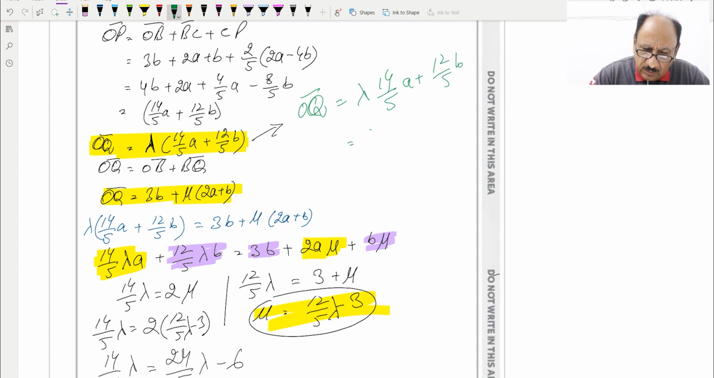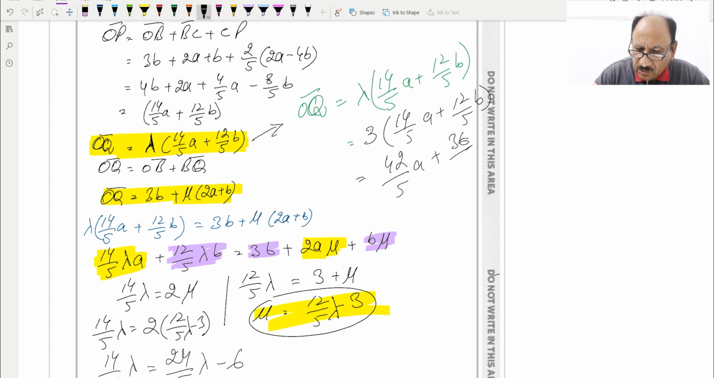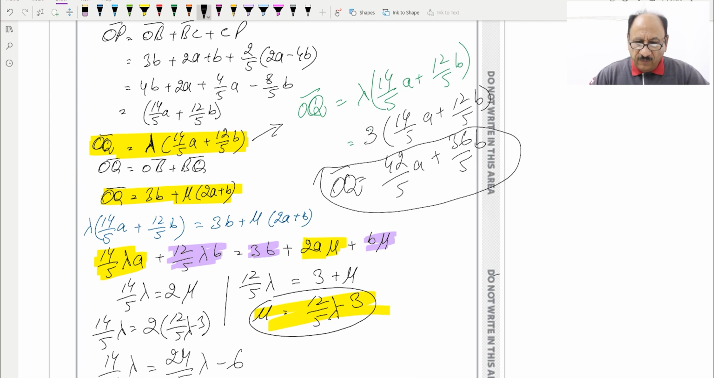So this is in brackets, so we can write this will be 3 into 14 by 5a plus 12 over 5b, and this will be what? This will be 42 over 5a plus this will be 36 over 5b, and this will be our answer. So 36 over 5b, and this is our OQ which we were supposed to find. This is our final answer for this part.